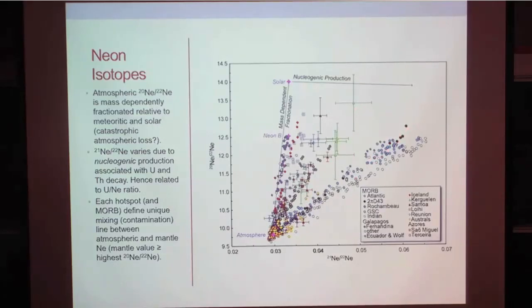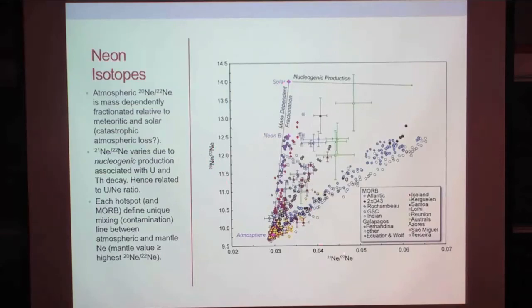A couple of things going on in neon. First of all is mass-dependent fractionation. So the atmosphere is very depleted in the lightest neon isotope, neon-22, relative to neon-20, which is what we see in chondritic meteorites, and this is solar. And this is thought probably to be due to catastrophic atmospheric loss earlier in Earth's history when we lost neon-20 in preference to neon-22.